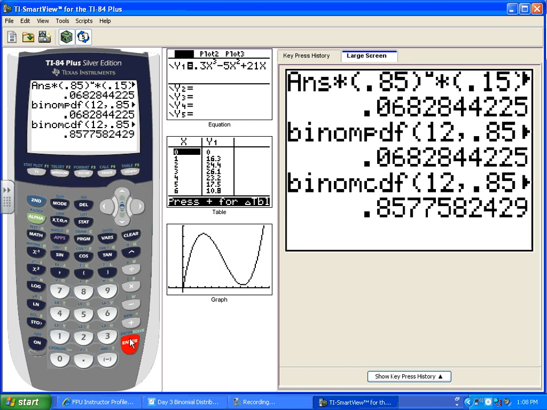I love my calculator. Binomial PDF, binomial CDF are the buttons you need to use tonight. You also need to set up your work in the correct formula. I will post homework. It's also up on Blackboard. You guys are good to go.